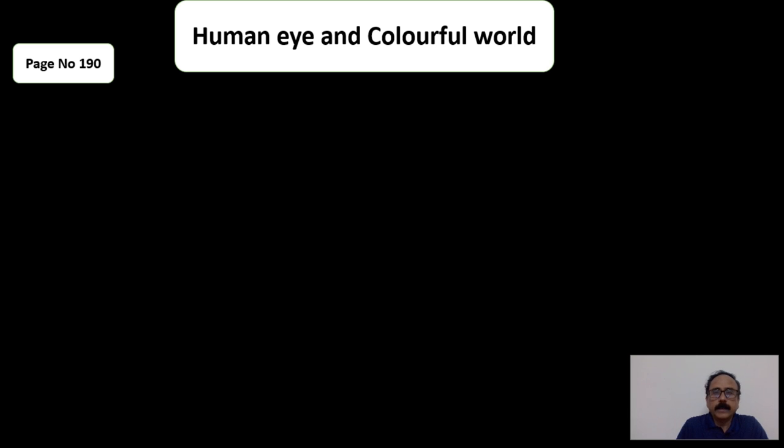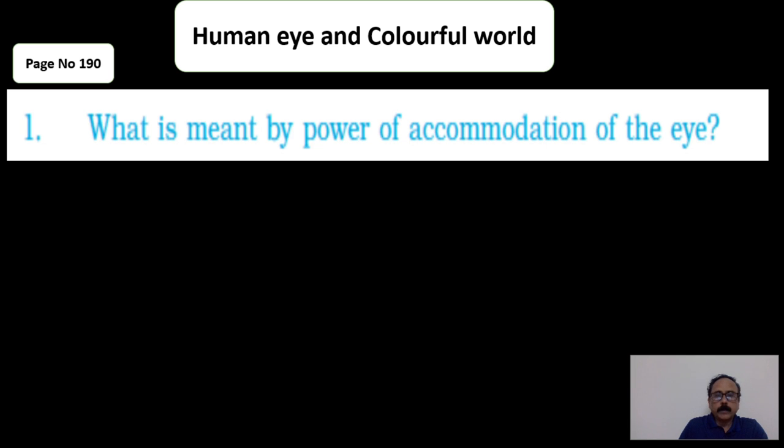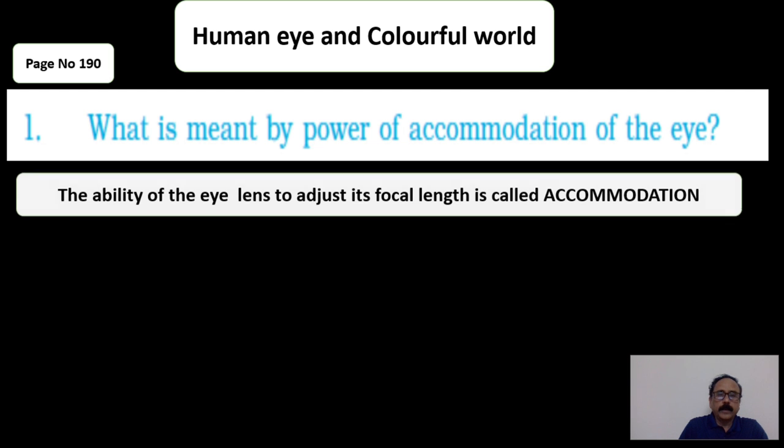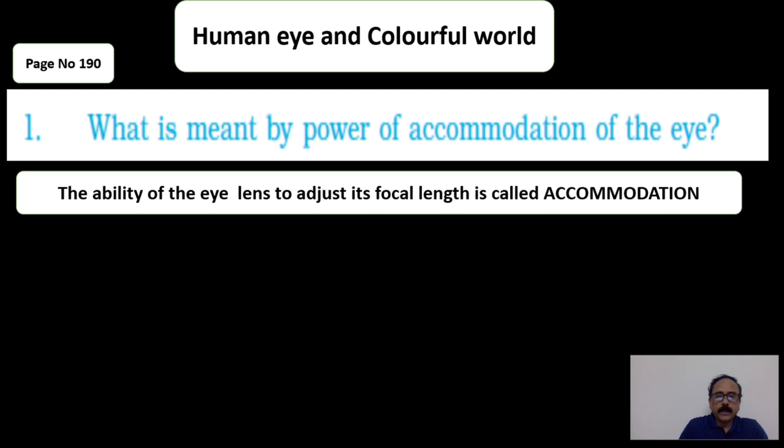Let's discuss the question and answers of Human Eye and Colourful World of class 10th. The first question, what is meant by power of accommodation of the eye? The ability of the eye lens to adjust its focal length is called accommodation.